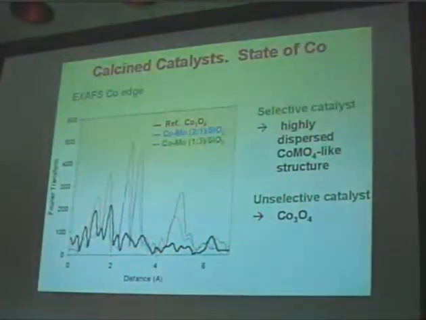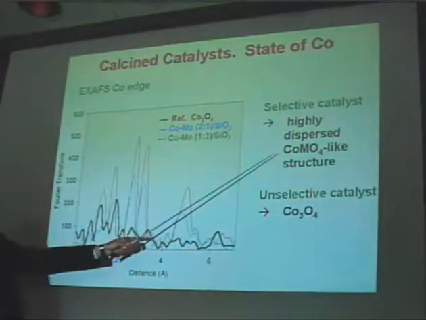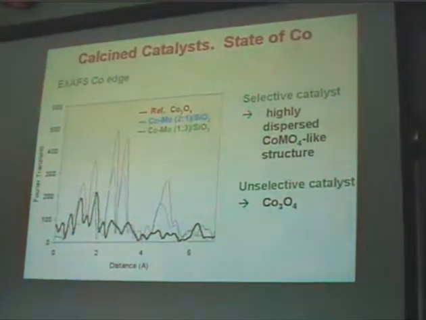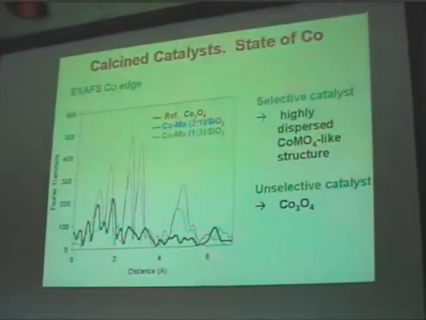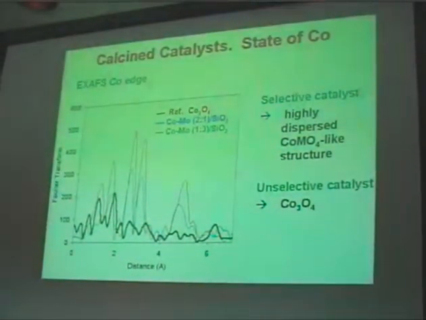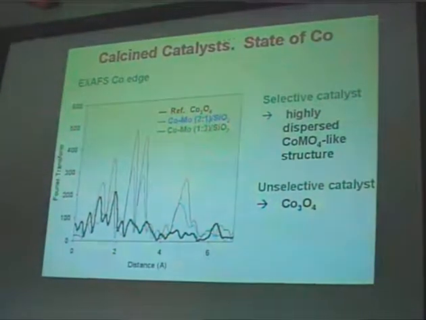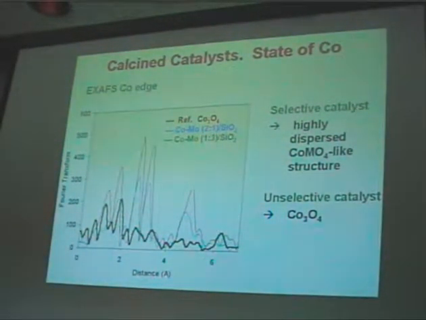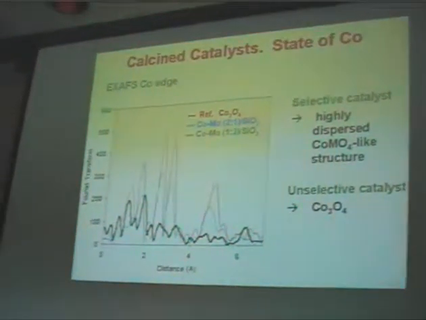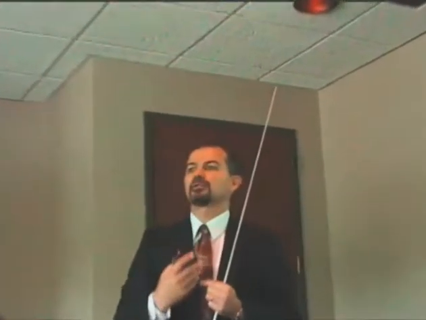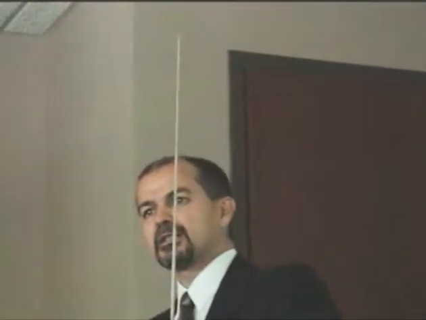On the other hand, the selective catalyst will have a cobalt molybdate-like structure. We call it a cobalt molybdate-like structure because when we try to compare or do a fitting of this data with cobalt molybdate, we don't observe bulk cobalt molybdate. So we start making the picture now. If you have the cobalt unmodified, it will form cobalt 304. If it's in the presence of moly, with excess moly, it's going to start forming a cobalt molybdate-like structure.